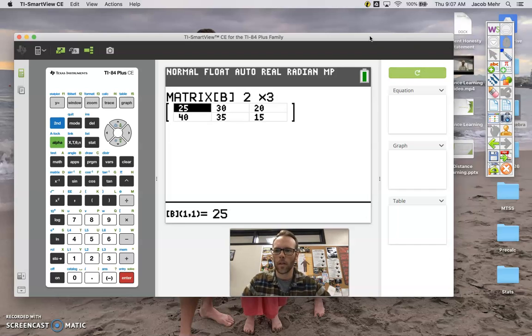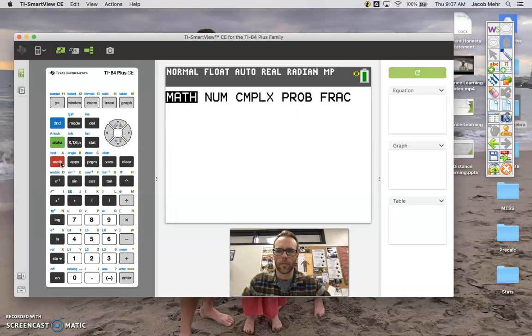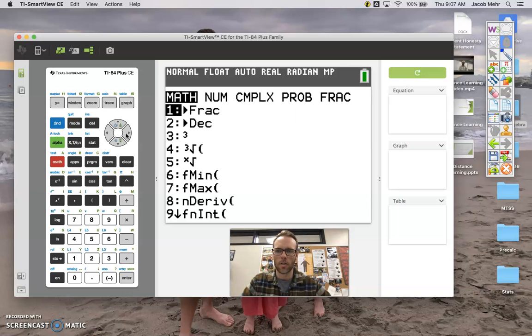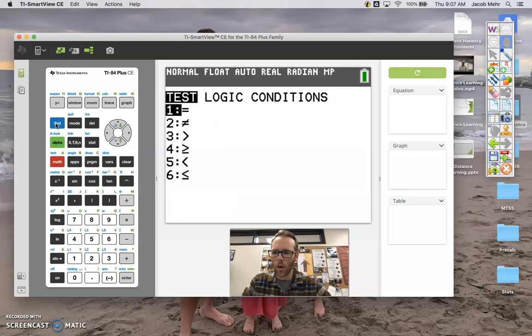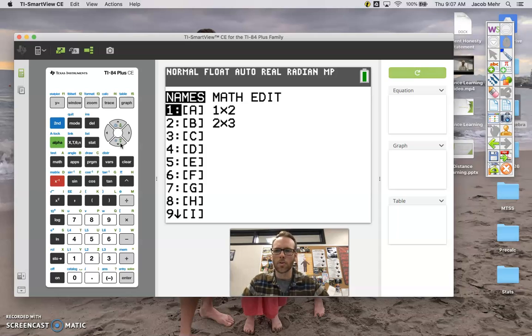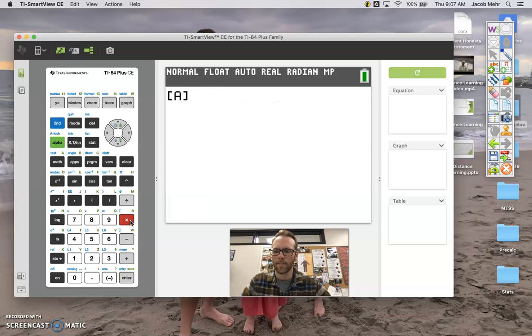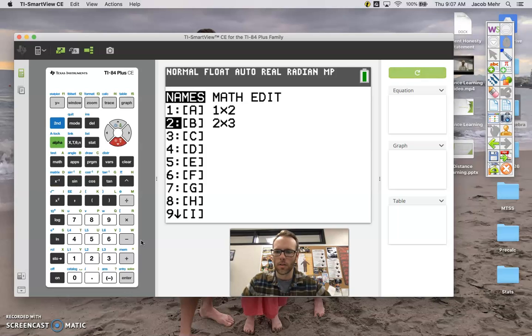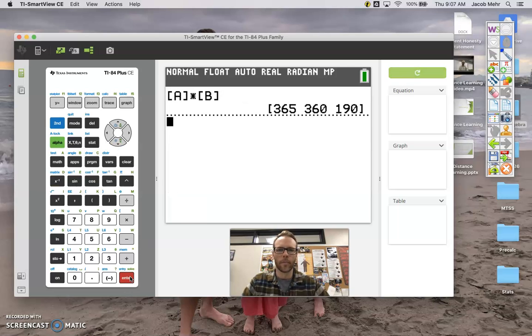There we go. I'm going to quit out of that. Then I'm going to take matrix. Oops, didn't get the second button. Oh, I'm actually hitting the wrong button. There we go. Matrix A times matrix B. There we go. 365, 360, 190.